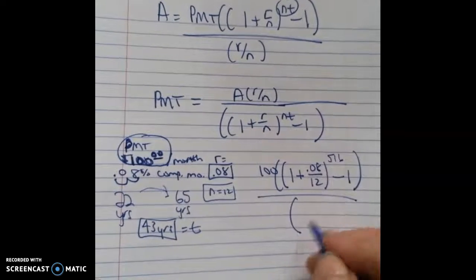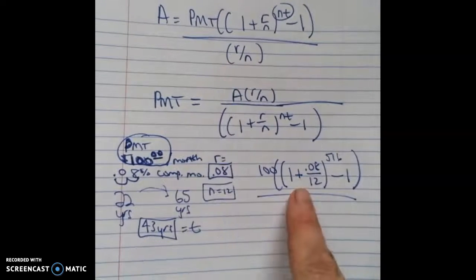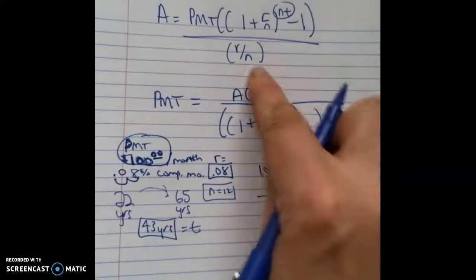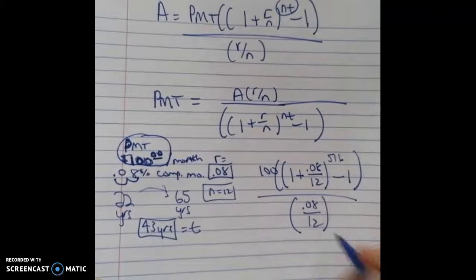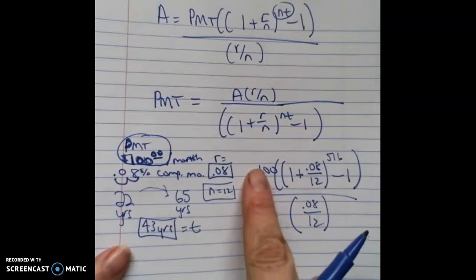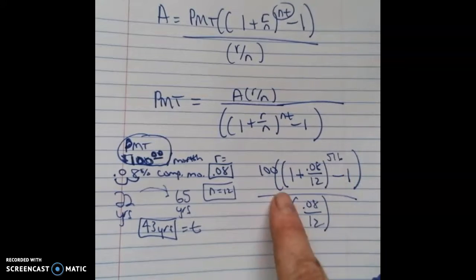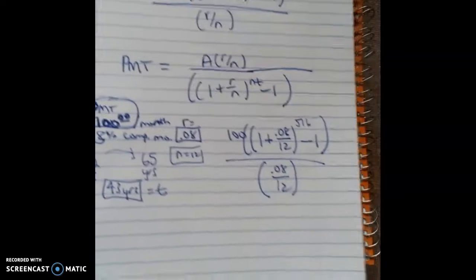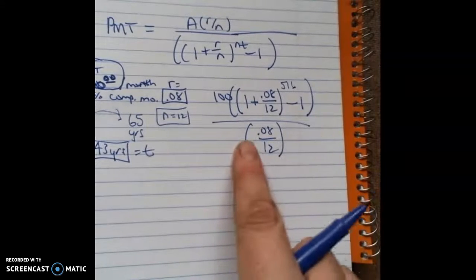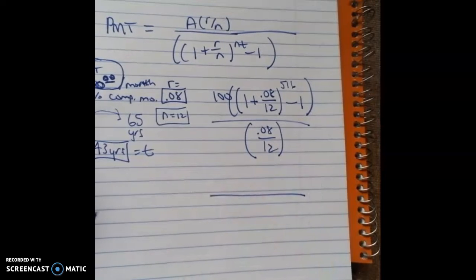Then in my denominator, the rate is 0.08, and again, n is how it's compounded, which is 12. If you have a good calculator, you should be able to type that all in at once, as long as that's in parentheses. But if you're afraid it's not going to work, what I would advise is getting an answer on top, getting an answer on bottom, and dividing. And again, do not round anything.